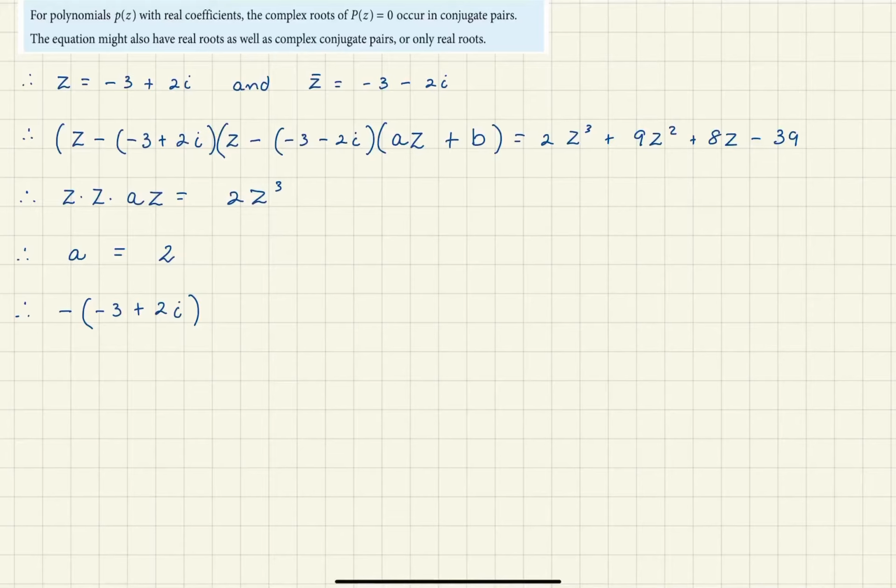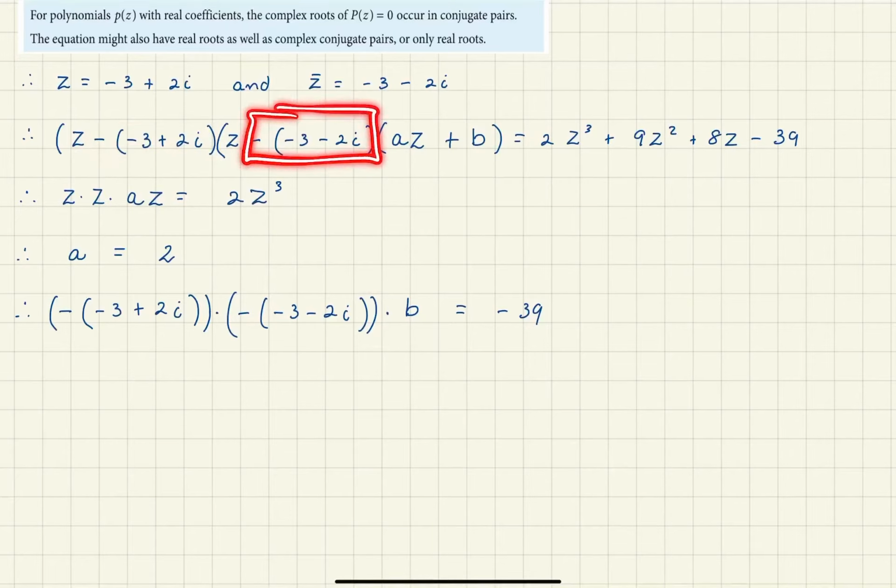So negative 3 plus 2i times, you can put a bracket around that if you like for neatness, times negative 3 minus 2i times the last one, which is b, would equal negative 39. Okay, so I took the second half here times this second half there times this second half there, and that should equal my last term of my polynomial. So let me neaten this out here. What have I got?